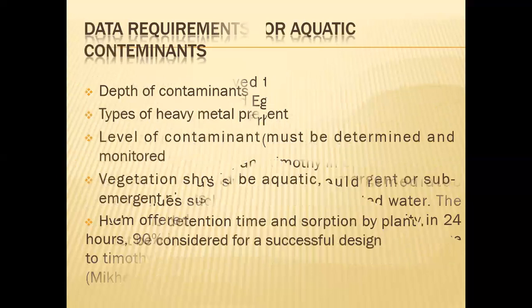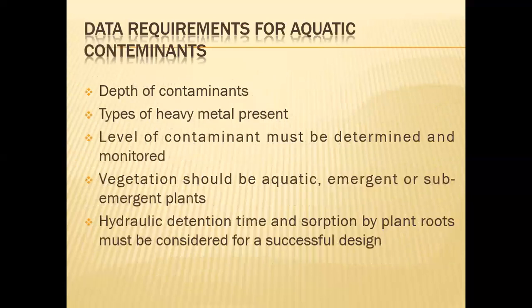Moving to the next slide, data requirements for aquatic contaminants. Depth of contaminants, types of heavy metals present, and level of contaminant must be determined and monitored. Vegetation should be aquatic, emergent or submergent plants. Hydraulic detention time and sorption by plant roots must be considered for a successful design.